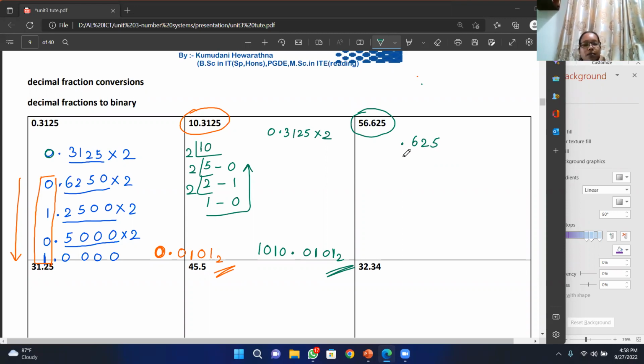But for the O level people, they don't have these fraction conversions, right? Only the whole number conversions they had in the O levels. The fraction part is here with A level.